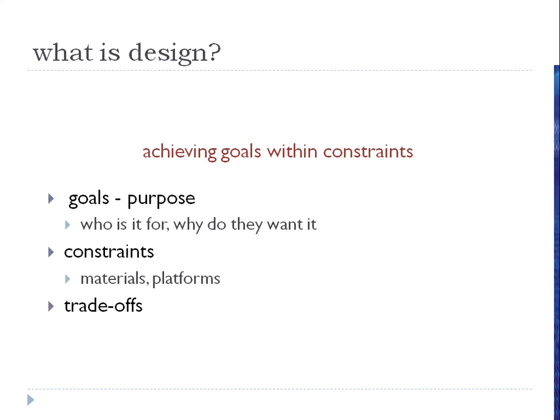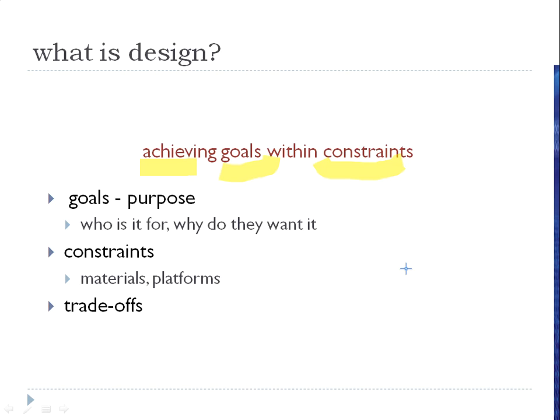Alright, after that we must know what design is. Design is how to achieve goals within constraints. So we have three things here: goals, constraints, and how to achieve. What are the goals? The goals are who it's for, why we want it, or what we want to achieve.